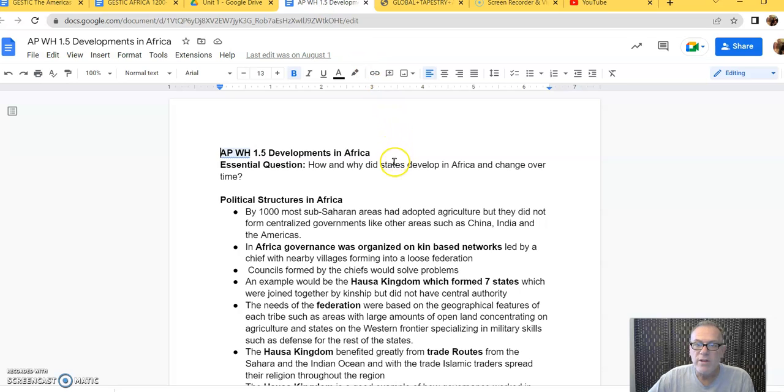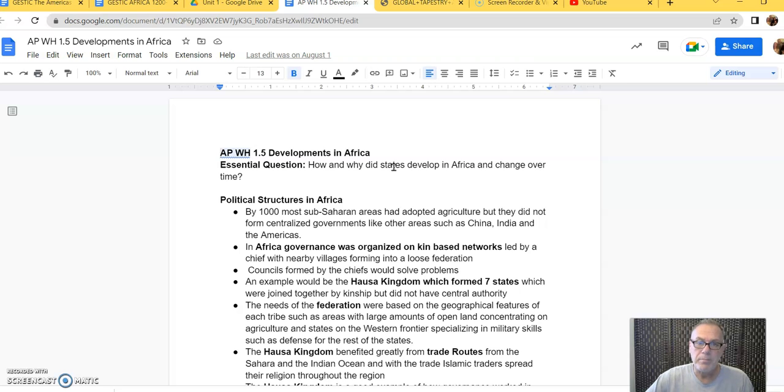In Africa, governance is basically kin-based and decentralized. It's led by a chief and basically would work with other tribes in the area to make a confederation. They were with each other. They had the same ideas, similar language, customs, etc., but they were independent of each other.